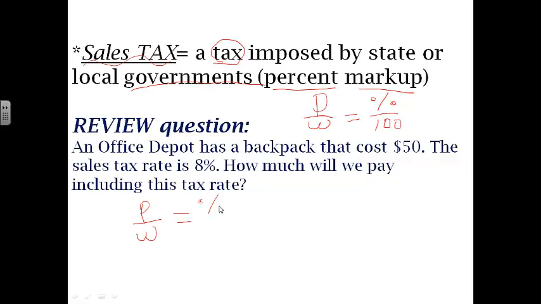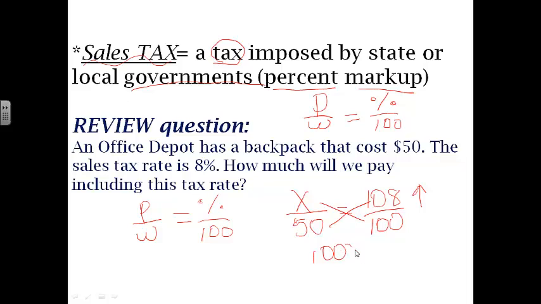Okay, so now we're going to use our P over W equals percent over 100. So where would my $50 go? Very good. It would replace whole, and then we would have X here because we're trying to find out how much it is including tax. So what would go up here? Very good. 108, because we add to 100 because this is a markup because we're paying 100% of it plus 8% of tax.